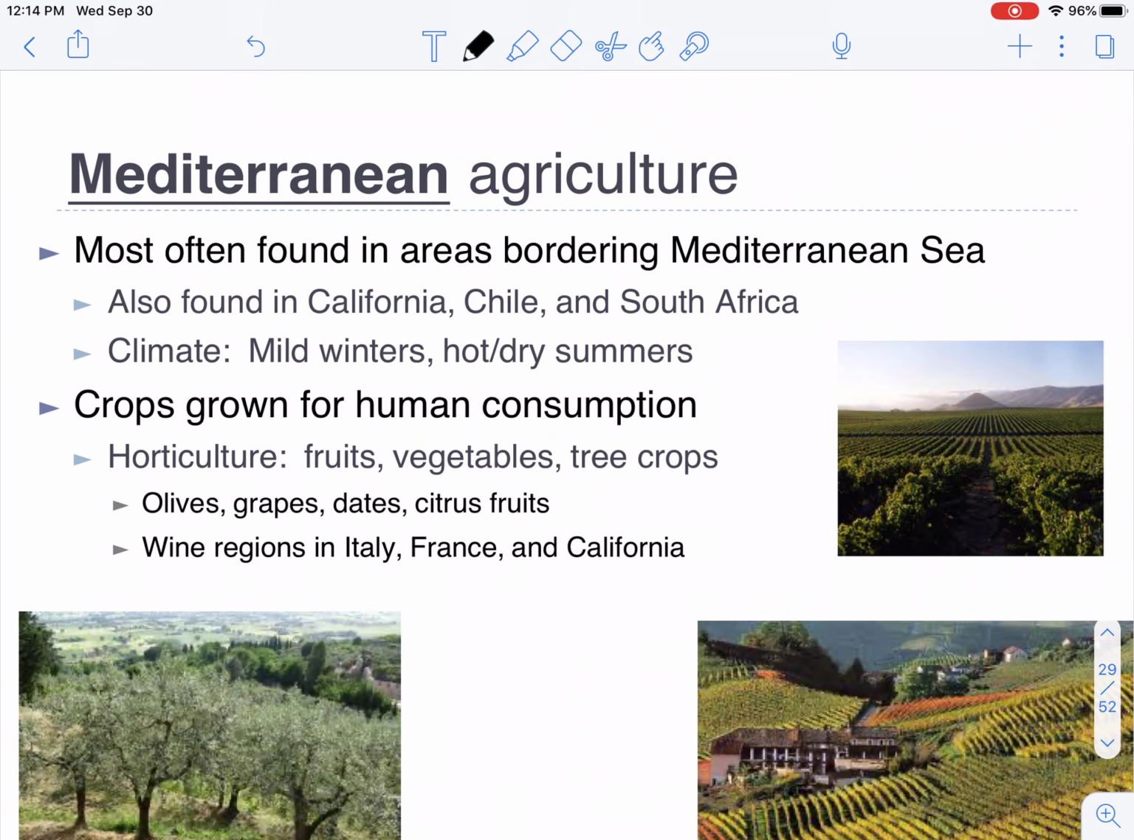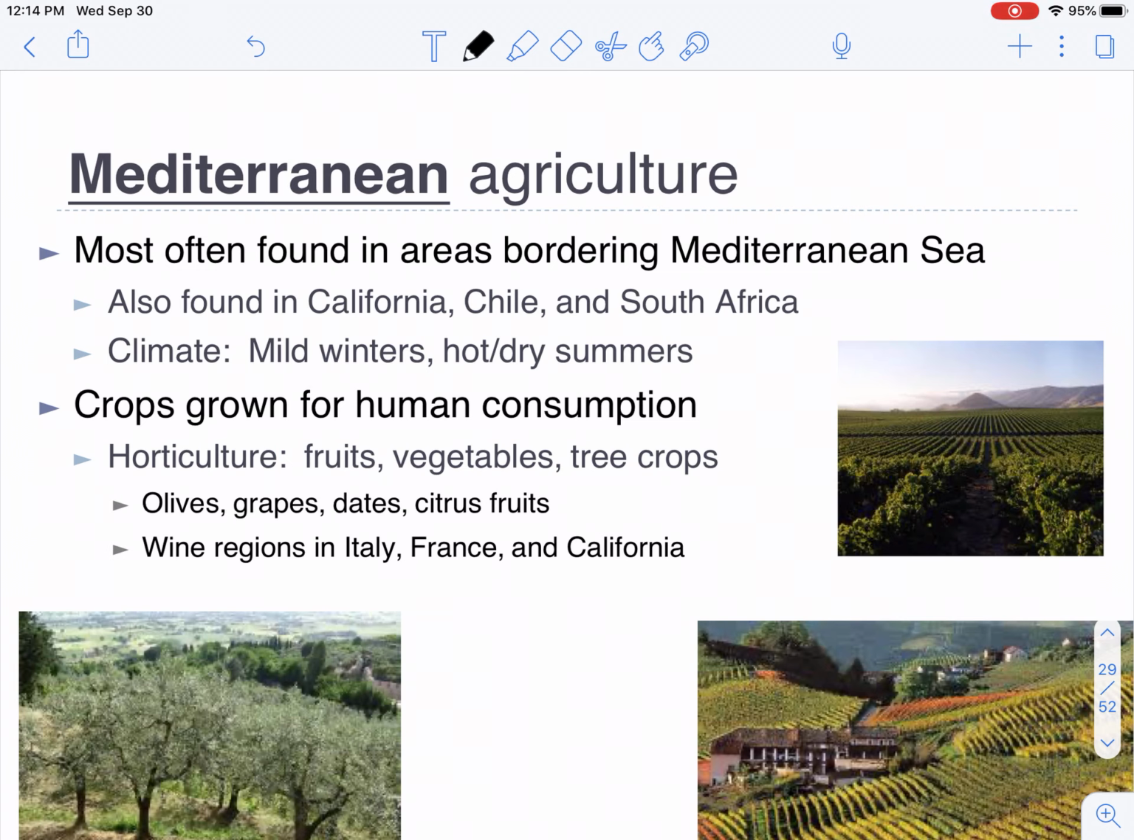The fifth type of commercial farming is Mediterranean agriculture, most often found in areas that border the Mediterranean Sea. That's where they get their origins. But there are other parts of the world that have similar climates and are found in similar latitudes, and we'll see that on the map that follows this slide. You can also find them in California, in Chile, in South Africa, and also Australia and New Zealand.